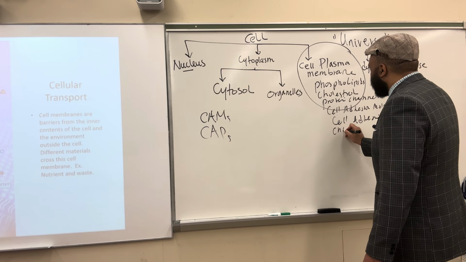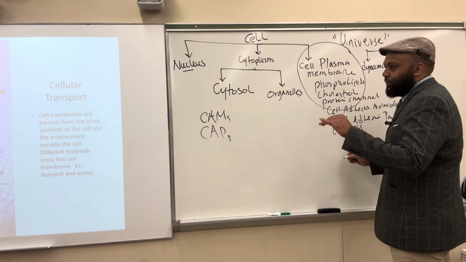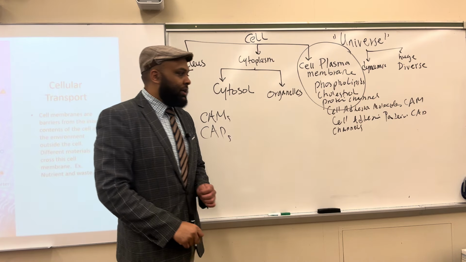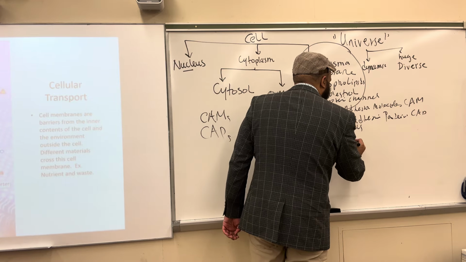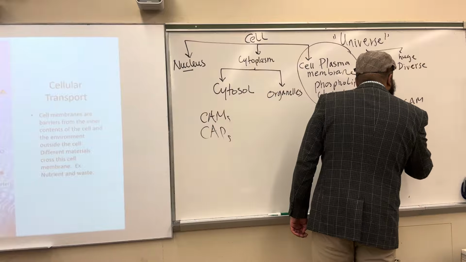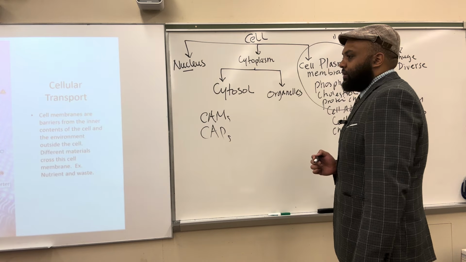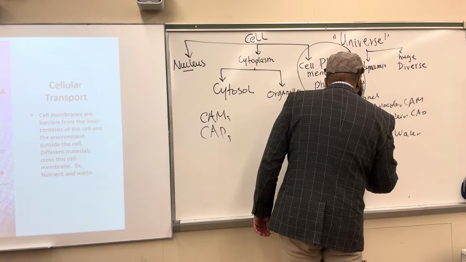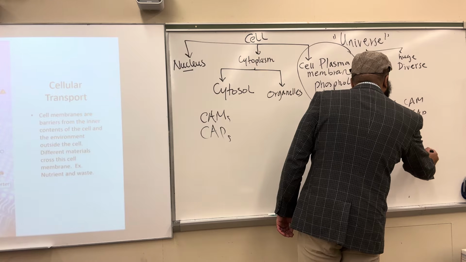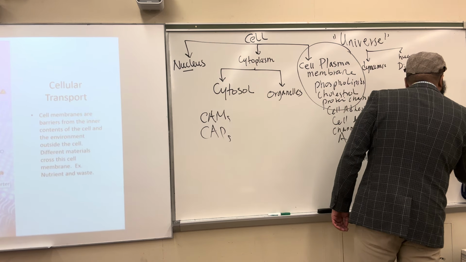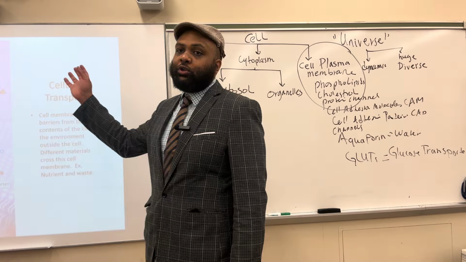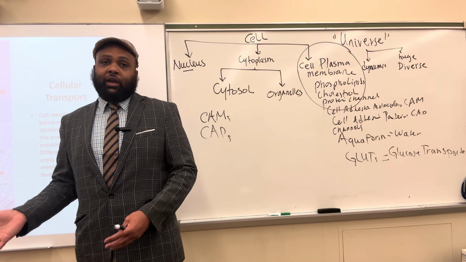There are also protein channels, like tunnels that allow for the entry. Look here. That's a channel that allows for the passage of water. These are known as aquaporins. They allow for the passage of water. There are also GLUTs. What are GLUTs? GLUTs are glucose transporters. They transport glucose from the bloodstream into the cell.